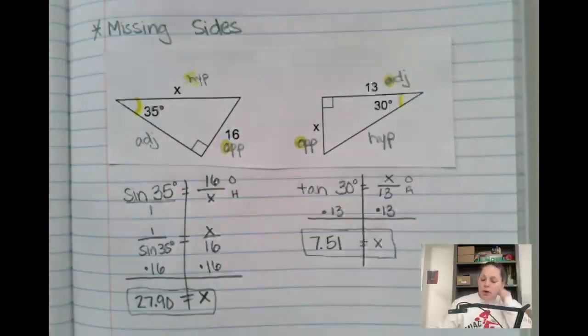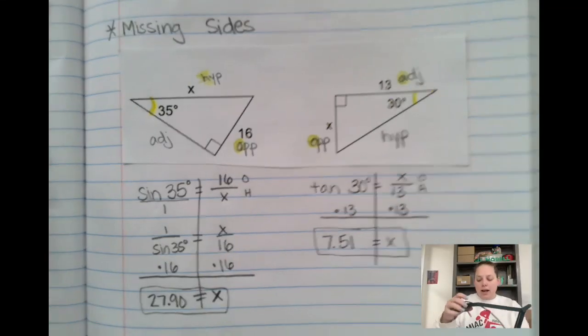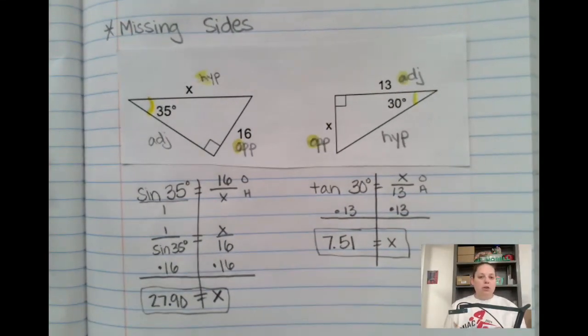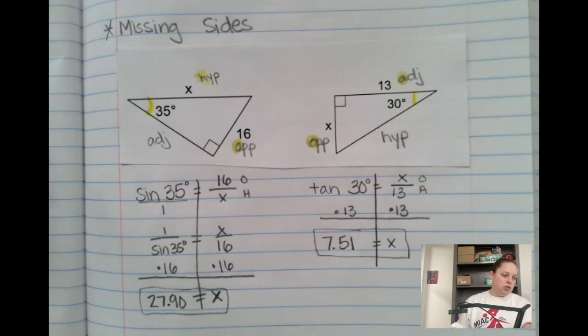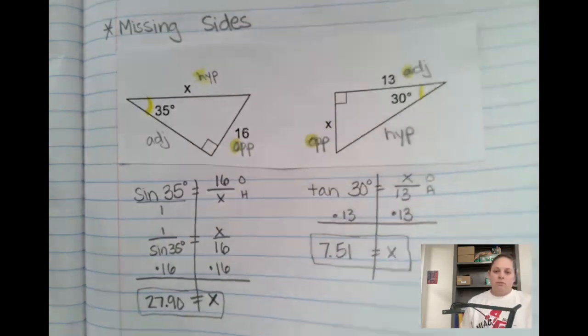All right, now we do have one more glue-in and one more side. I'm going to be out of space here, so I'm going to go to my next page. On the next page, we're going to start by labeling this as missing angles.